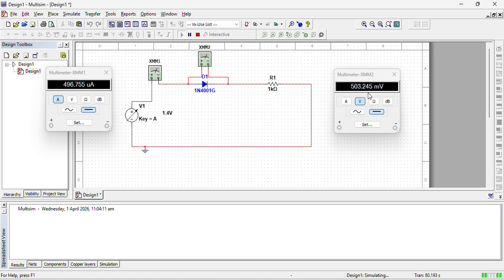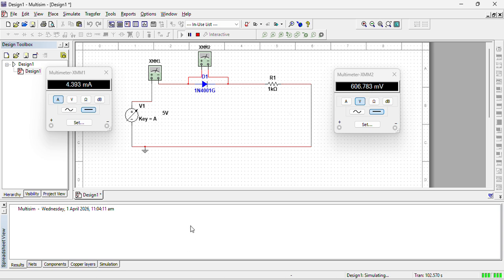So let's increase the voltage furthermore. Now, as we increase the voltage furthermore, current will increase proportionally. So now see, the current is in milliampere, and that is a sufficient current, but still the voltage across the diode is around 0.5 or 0.6 volts. Similarly, as we increase the supply voltage, there will be an increase in the current, but not in the voltage.